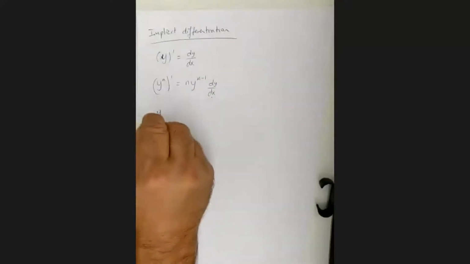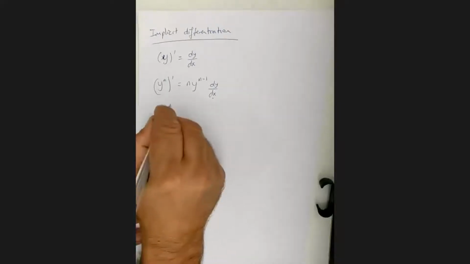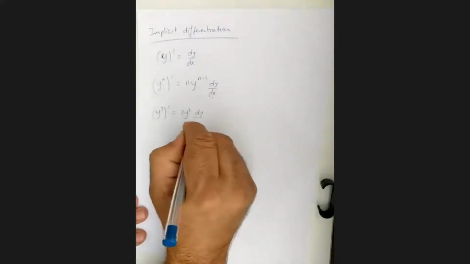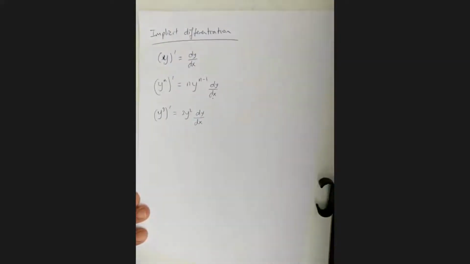So if we have y cubed, what will be the derivative? 3y squared times dy over dx. And what is the meaning of implicit? Implicit means x and y are side by side.